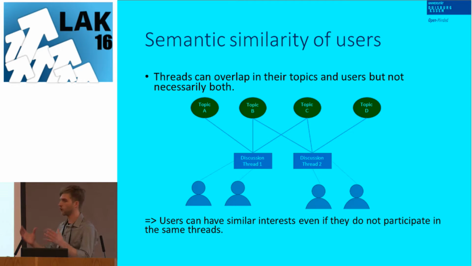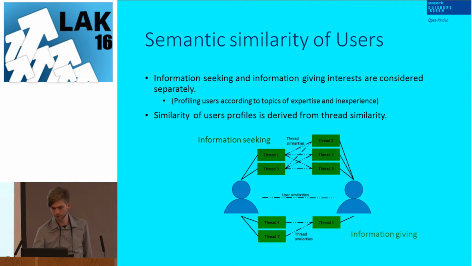So threads can overlap in their users, but also in their topics, but not necessarily both. In this case, we have discussion threads 1 and 2 overlapping in topics B and C, but they do not share a single user. Consequently, users can have similar interests even if they have no social connections. They have never participated in the same threads.